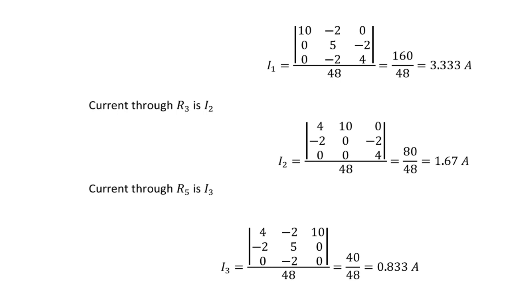You see, for the current I1, we replace the first column of the R matrix by 10, 0, 0. The second column of the R matrix remains unchanged. The third column of the R matrix remains unchanged. We divide this determinant by the determinant of the R matrix, that is 48. So the current I1 comes out to be 3.33 ampere.